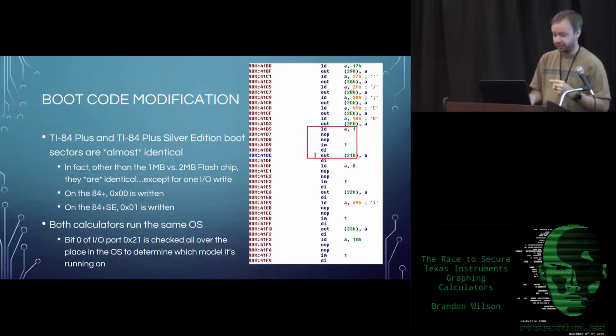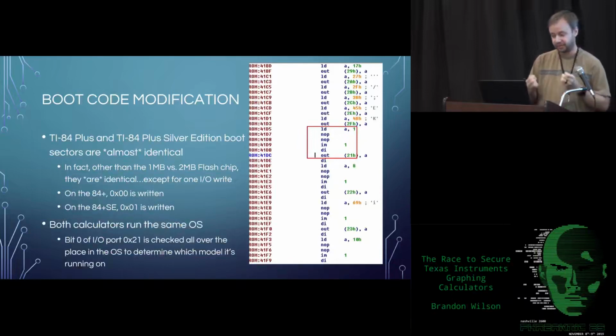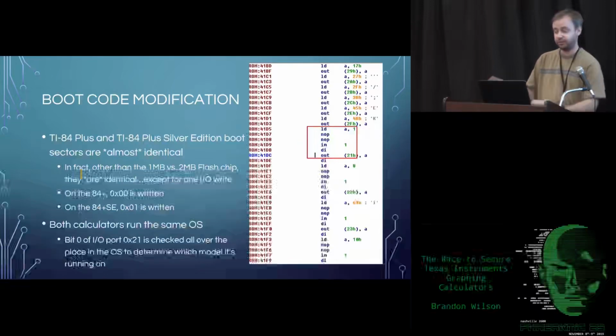But both calculators run exactly the same OS. So the OS actually reads the value of port 21, bit 0, to determine which model it's running on. So they can have the exact same OS run on both calculators, and it's just intelligent about which one it's running on. It's critical that it know this, because the OS is actually organized into two halves, two sections.